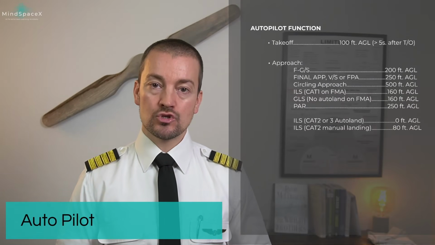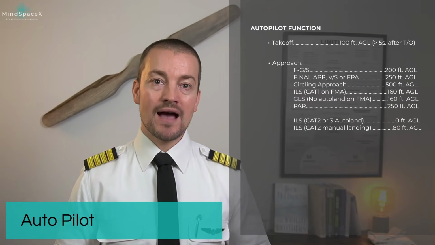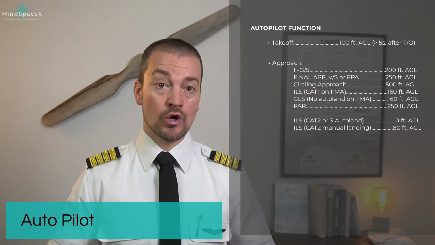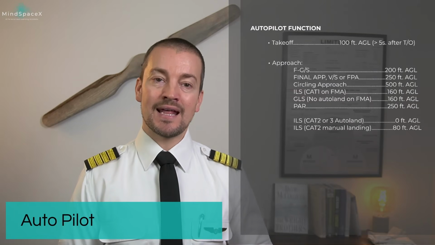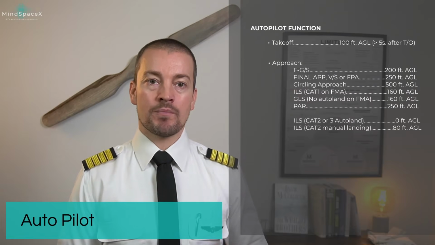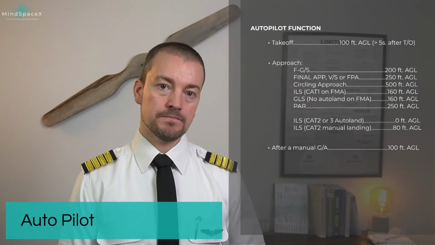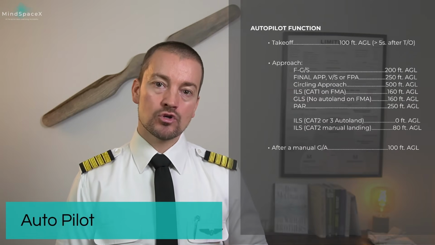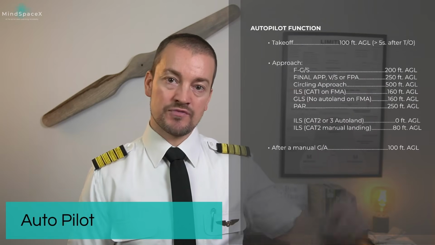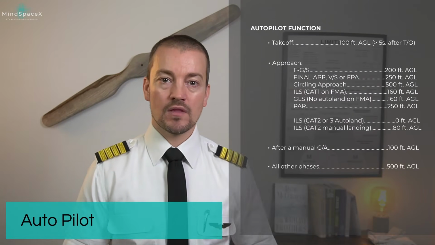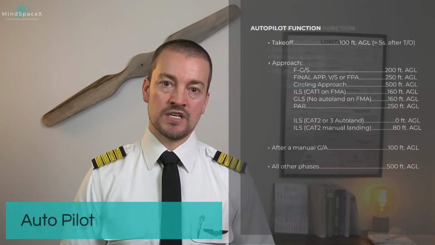For ILS Cat 2 or ILS Cat 3 autoland, we don't have a minimum use of autopilot because we're doing autoland. But ILS Cat 2 with manual landing has a minimum use of autopilot of 80 feet AGL. After manual go-around, the limitation for minimum use of autopilot is the same as after takeoff. It's 100 feet AGL. And in all other phases, the minimum use is 500 feet AGL.